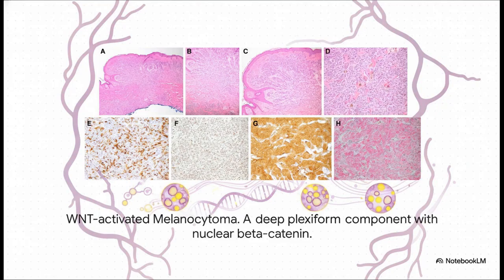Now, this third type is fascinating because of its structure. If you look at panels A and B, you can see it growing way down deep into the skin, almost in a network-like pattern. But the real clincher is over in panel G. See that strong nuclear staining for beta-catenin? That confirms the activation of something called the WNT signaling pathway, a super important pathway for cell growth, and that is a defining feature of this subtype.